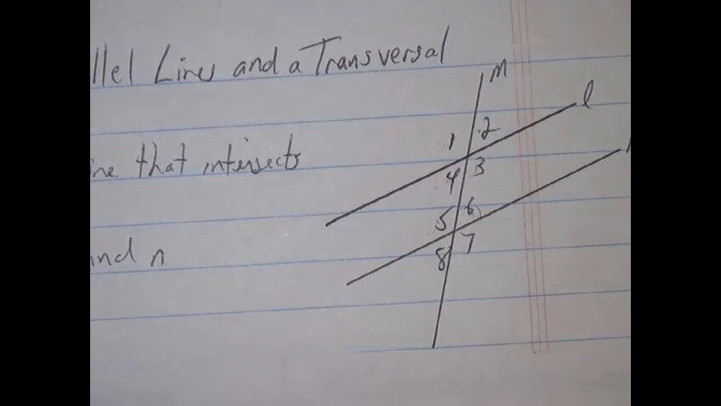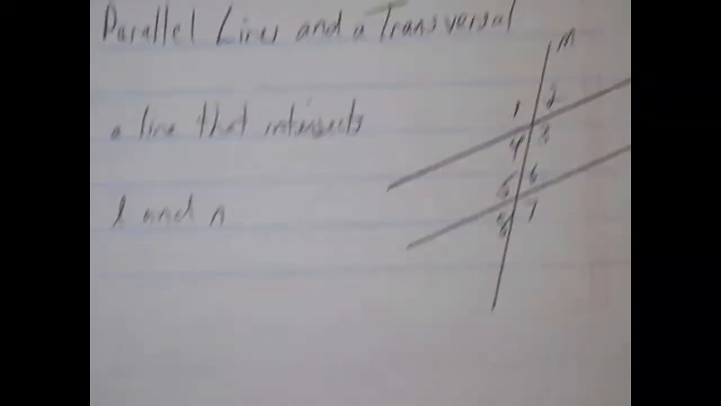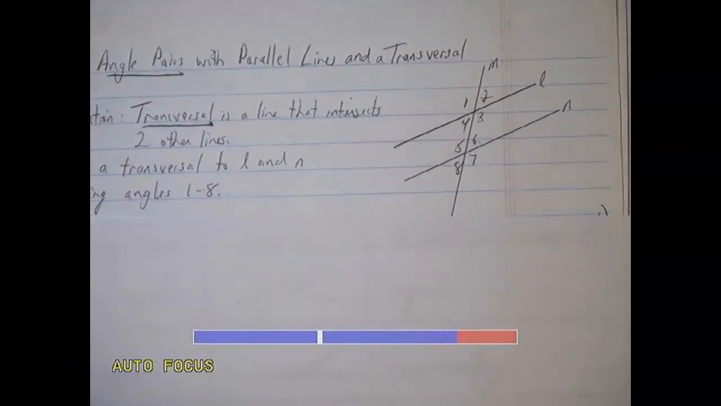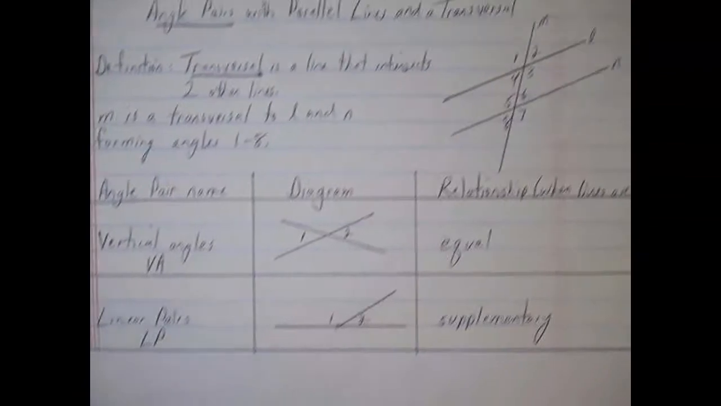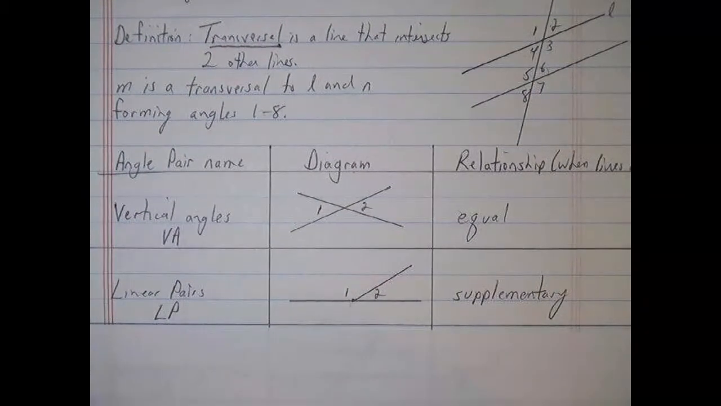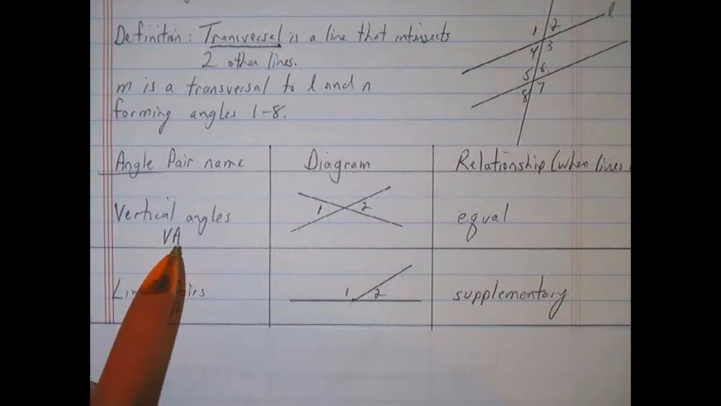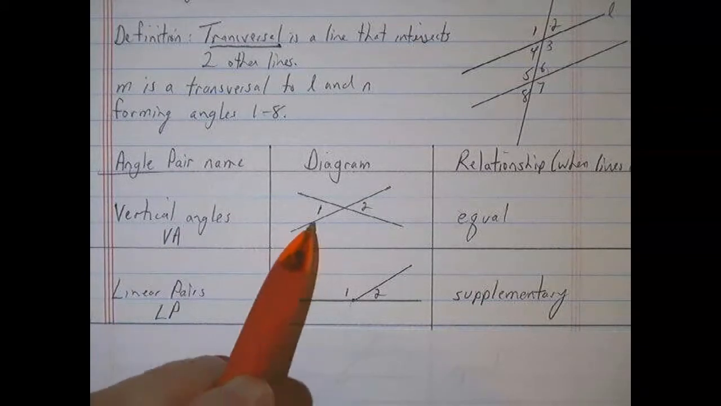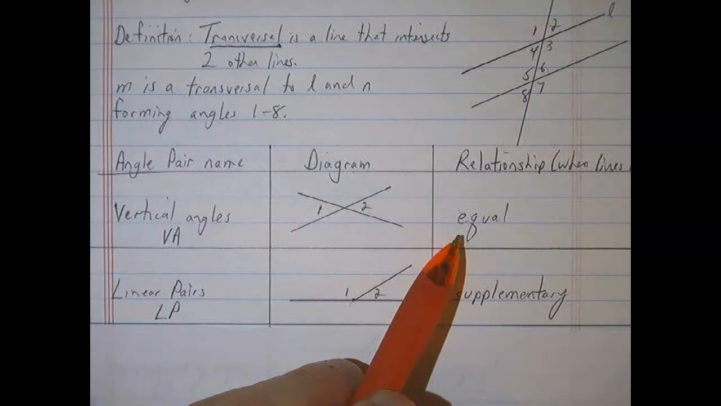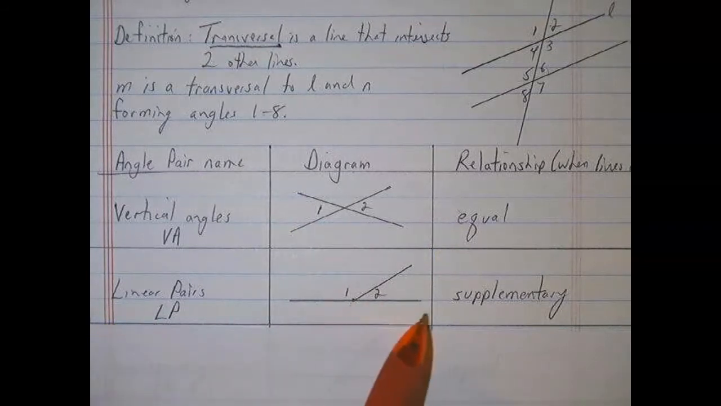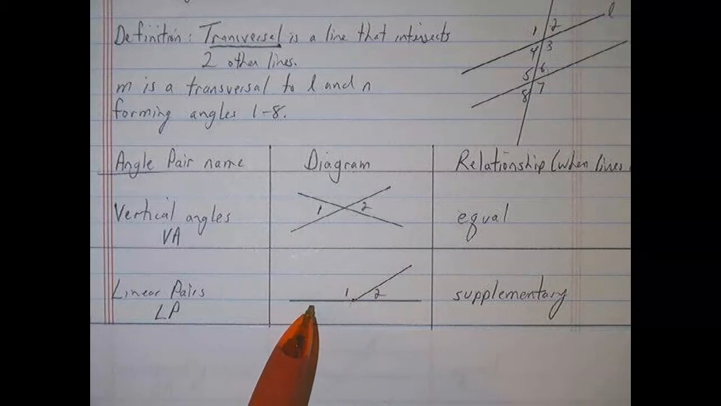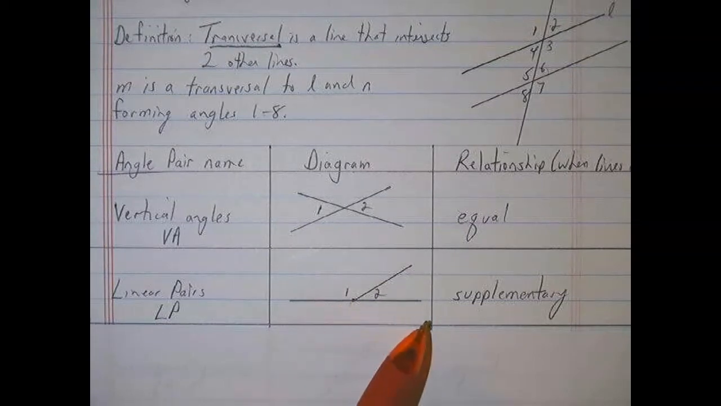So to see that a little bit more clearly, let's talk about two kinds of angles that we already know about: linear pairs and vertical angles. Just a refresher. What are linear pairs and vertical angles? Well, you don't need parallel lines for those. All you need is just two lines. When you have two lines that intersect, the angles that are across from each other are called vertical angles, and we're going to abbreviate that as VA. Those pairs of angles will always be equal. And when you have two angles that form a straight line, since a straight angle is 180 degrees, those two angles will always be supplementary, and that's a linear pair. Okay, we've already seen that.